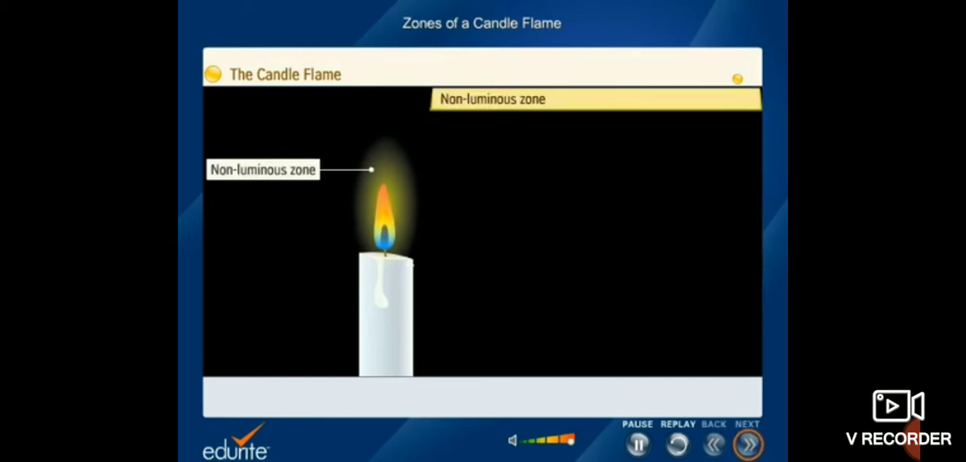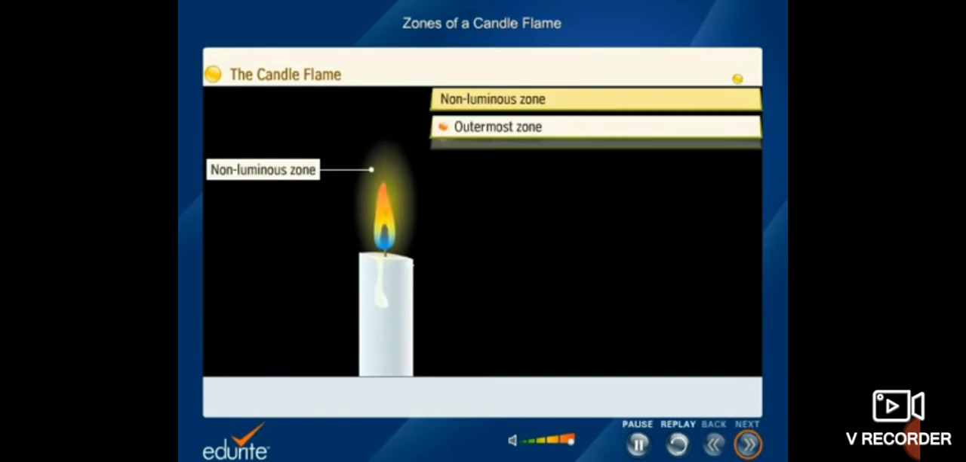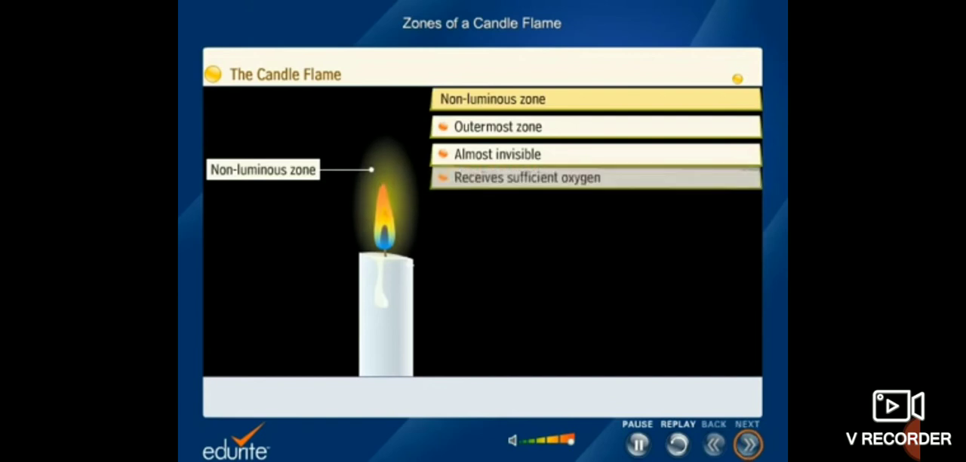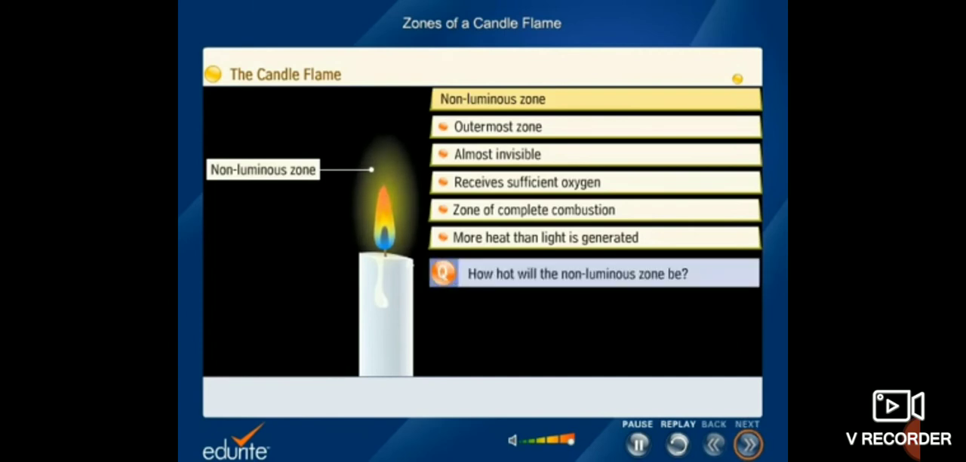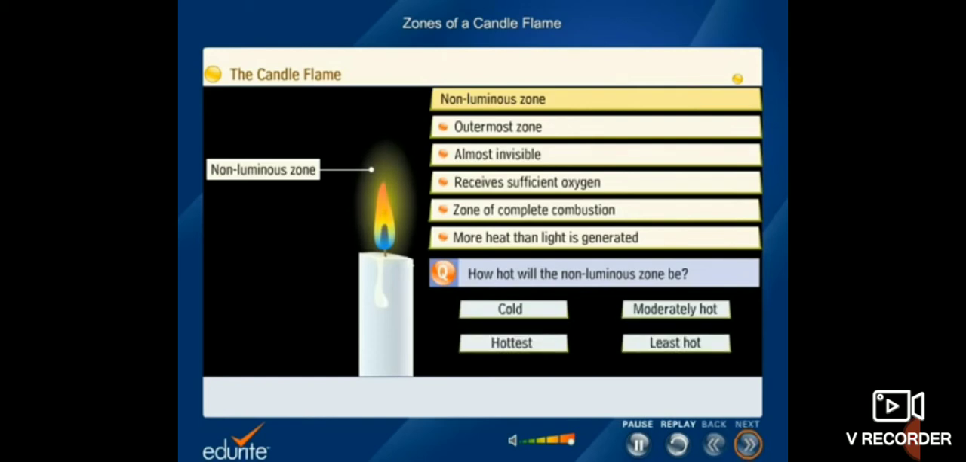This zone is the non-luminous zone. It is the outermost zone which is almost invisible. It gets a good supply of air and therefore all the wax vapors burn completely. More heat than light is generated here. How hot will the non-luminous zone be? Cold, moderately hot, hottest, or least hot zone? Yes, it's the hottest zone with a very hot blue flame.